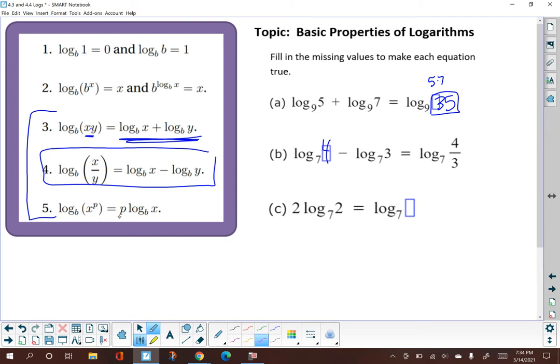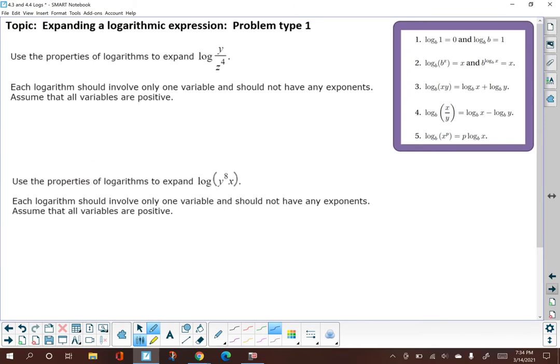And then this last property, it has a coefficient right now. We want to write it as a single log, so we're going to bring that coefficient up as a power. And we can evaluate that 2 squared. 2 squared is the same as 4, so this would be the log base 7 of 4. Remember, those log properties are on your reference sheet.